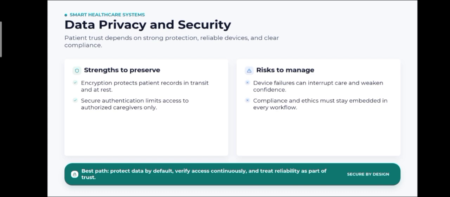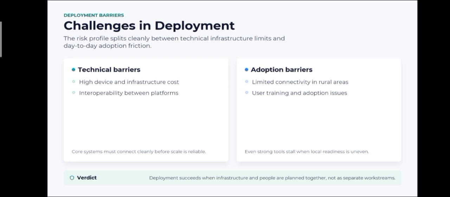So next, although smart healthcare has many advantages, there are also some challenges. The first challenge is cost. Sensor devices, cloud infrastructure, and other equipment can require significant investment. The second challenge is interoperability. The different healthcare devices and platforms need to communicate with each other properly.